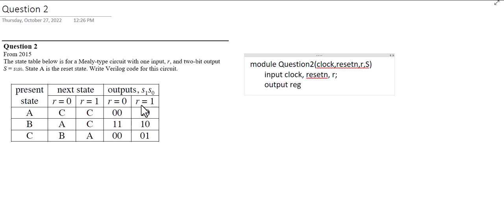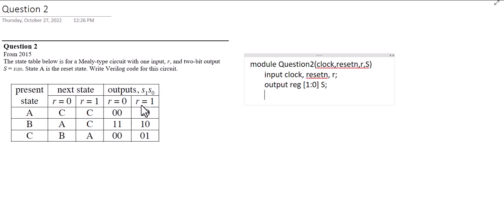And our output is reg, because we're changing it in the always block. We're changing it in the always block because it's a Mealy machine. [1:0], because it's a 2-bit number. S, semicolon. So that's our output. So S is made up of S0 and S1, and there they are right there. The S1, S0. I'm just treating them together as one number, capital S.